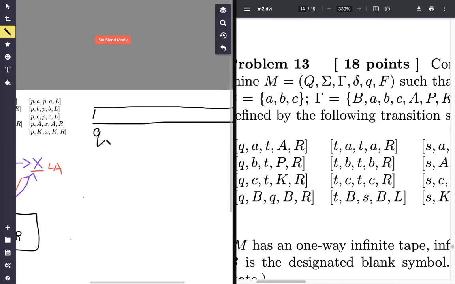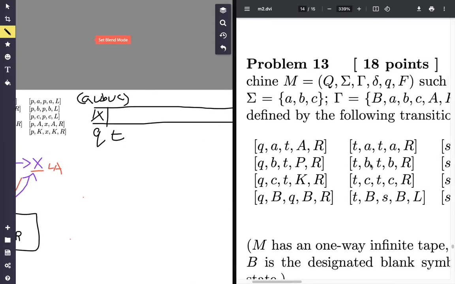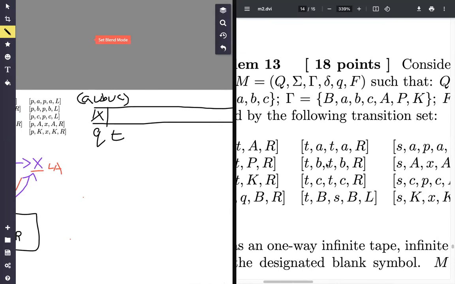So if I'm in state Q and I want to go to T, I need to do one of these three transitions. All of them take me to T, so let's just be generic: A or B or C. And then let's write a capital letter here. So now we go to state T. And now in state T, we have this (A or B or C) star.